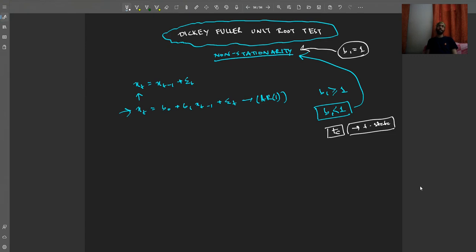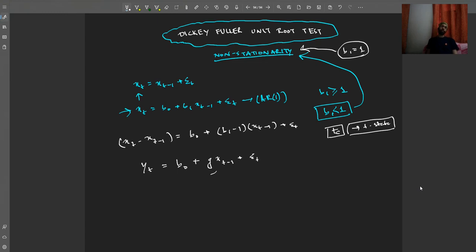What do we do? Here we use something called the Dickey-Fuller unit root test. What Dickey and Fuller did is they subtracted xt minus 1 from both sides. So xt minus xt minus 1 is equal to b0 plus b1 minus 1 into xt minus 1, because we subtract xt minus 1 from both sides, plus the error term, right? Let's just transform the equation a little bit. Now we call this yt is equal to b0 plus b1 minus 1, we call this g, multiplied by xt minus 1 plus error.